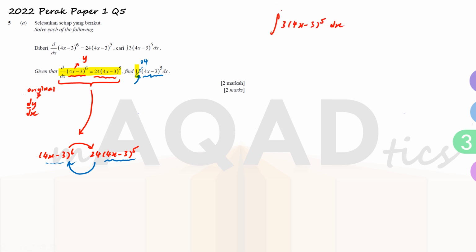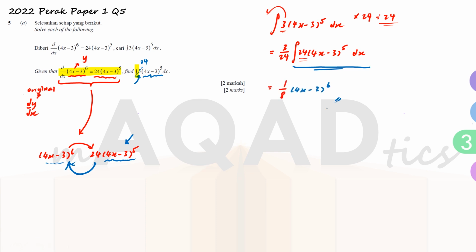Actually, it's quite easy. We just take out the 3 from here, multiply by 24, but when we multiply something, we need to divide by something, so we need to divide by another 24. You can see that now this integral is the same as the thing on the right side of this diagram. So now we can integrate back to the original equation. And this will be our answer, 1 over 8 (4x minus 3) power of 6.